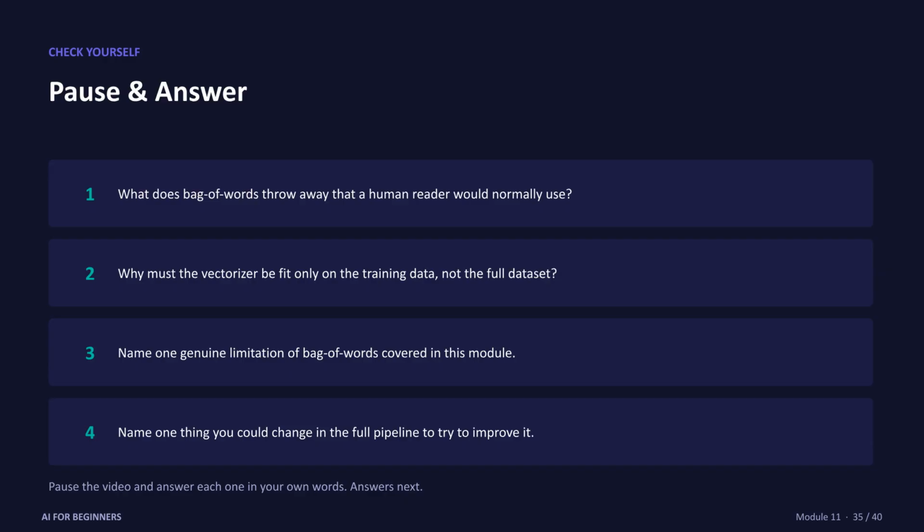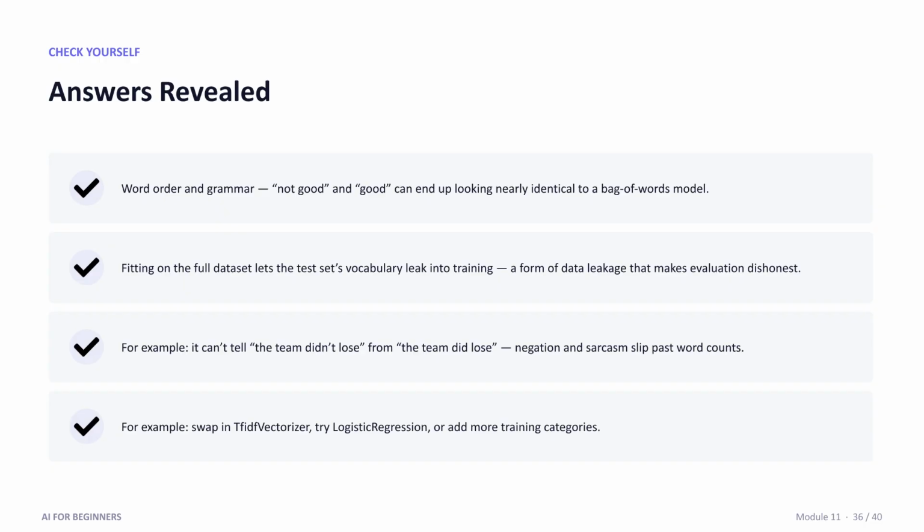Now, let's test your knowledge. Please pause the video to consider these 4 questions regarding Bag of Words limitations, vectorization best practices, and ways to improve the pipeline. Here are the answers. Bag of Words discards word order, leading to potential confusion. Fitting only on training data prevents leakage. Finally, negation is a major limitation, and performance can be refined by tweaking vectorizers or algorithms.